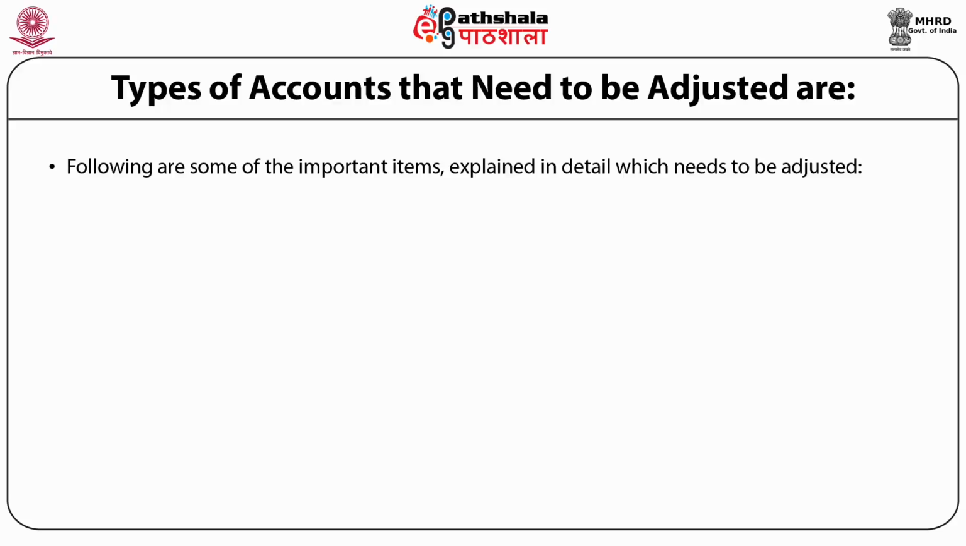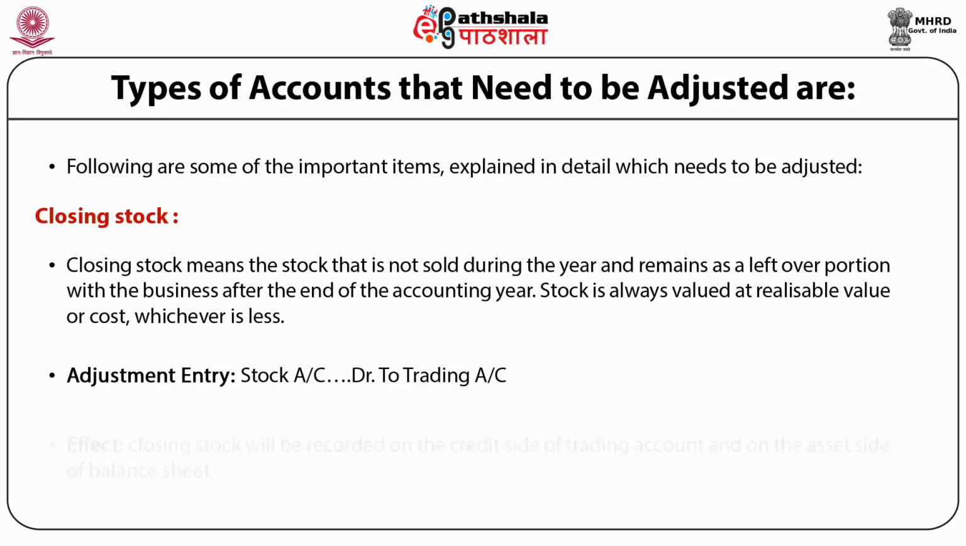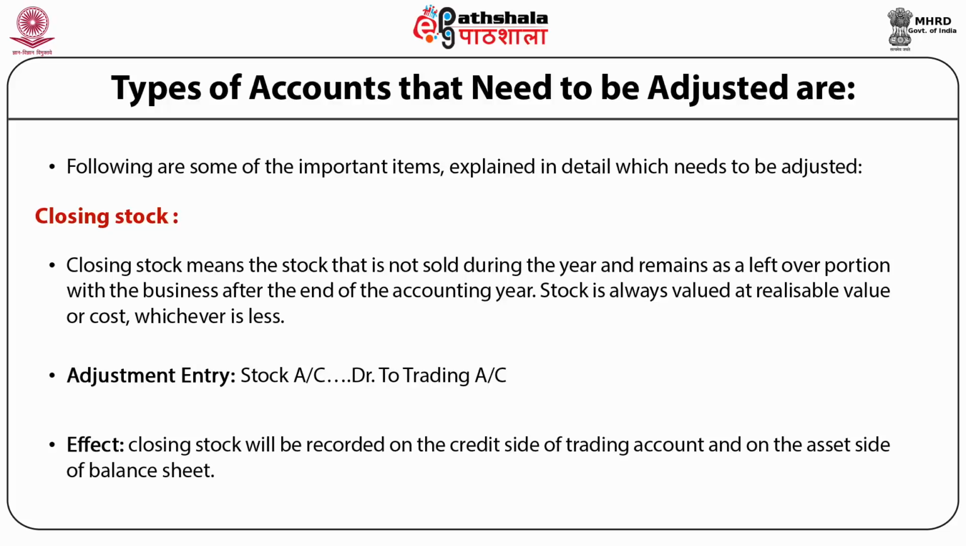organization. The first and very important item is closing stock. Closing stock means the stock that is not sold during the year and remains as a leftover portion with the business after the end of the accounting year. Simply, closing stock means unsold goods at the end of the year. Stock is always valued at market price or cost price, whichever is less. The adjustment entry which is passed for closing stock is closing stock account debited to trading account, and the effect of this entry will be that closing stock will be recorded on the credit side of the trading account and on the asset side of the balance sheet.